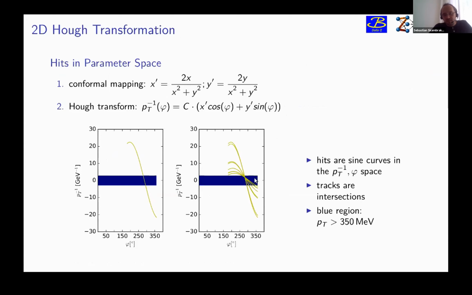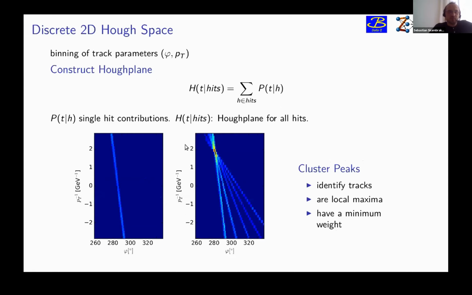The blue band I've shown here is tracks larger than 350 MeV. This is the region that can be found by the present 2D finder. If we now do this in a binned parameter space, we can do nearly the same thing, but for the track finding we use a clustering algorithm instead of analytically searching for the intersection points. And we can find the tracks with this clustering algorithm.